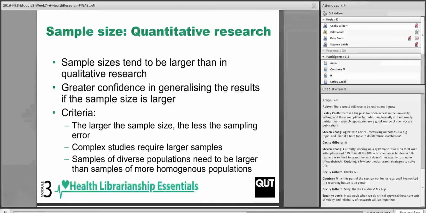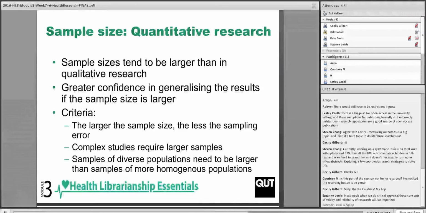Sample sizes you'll find when you look at next week and beyond, in terms of some of the critical appraisal activities, there's a difference required in terms of sample sizes. Sample sizes tend to be naturally much bigger in quantitative, that's an error in that, I need to correct that. It is quantitative research that has larger sample sizes and smaller ones in qualitative. Sorry about that error.